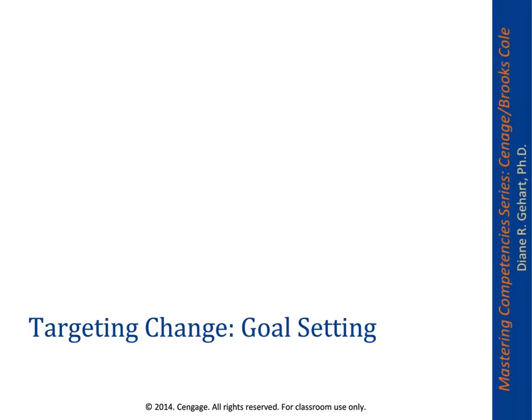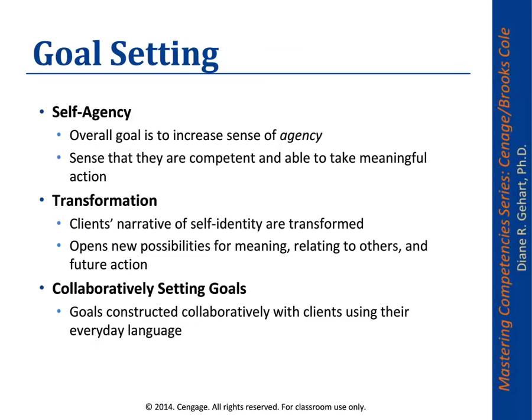So now we're going to talk briefly about targeting change and goal setting in collaborative therapy. In terms of setting goals in collaborative therapy, the overarching goal is to create a sense of agency within the client. What this means is we want the client to feel like they can make decisions in their own life, make changes, create the life that they want. They can affect their life and direct their life and where they want to go. There's that sense of being competent and being able to take meaningful action in their lives.